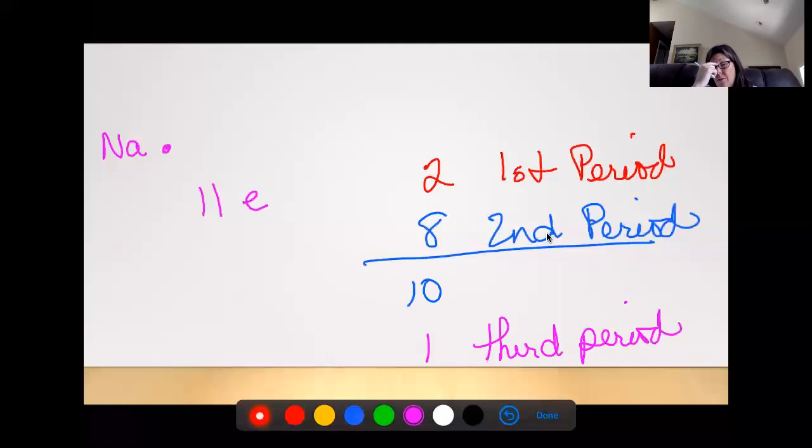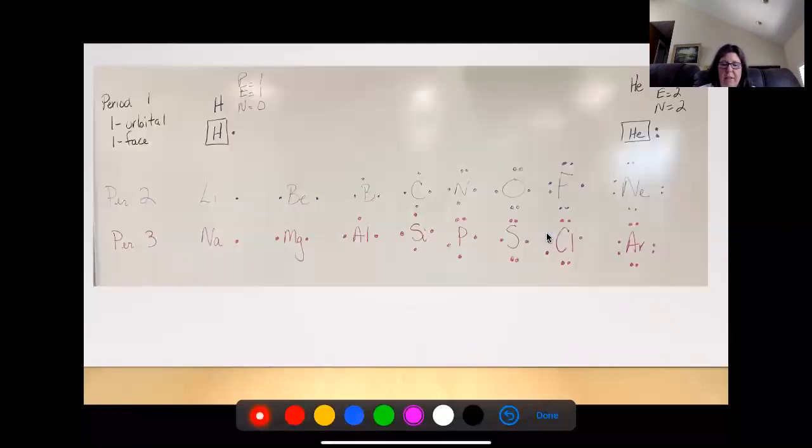Okay, or again, you can follow the trend. Column 1, 1 electron. Column 2, 2. Jump over to 13, 3. And you're going to skip those 10 in the middle. And you're going to keep going. So we can see here is our third period.